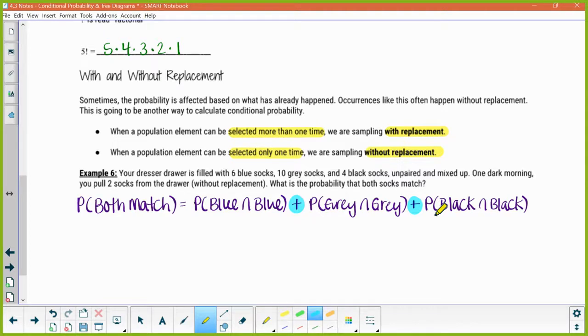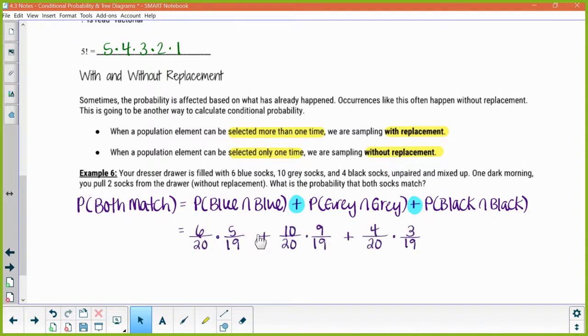Now, for the probability of blue and blue, first I have to total up my number of socks. So I need to add 6 plus 10 plus 4. So there's 20 socks in the drawer total. So for blue, my first chance of picking it is going to be 6 out of 20. But once that occurs, I'm taking away one sock from the drawer entirely. So for my second blue, it would be 5 out of 19. Plus gray, 10 out of 20. If I took one away, it'd be 9 out of 19.